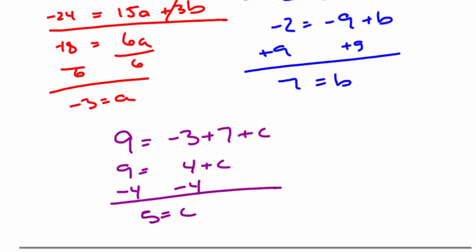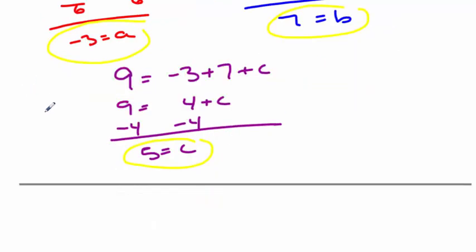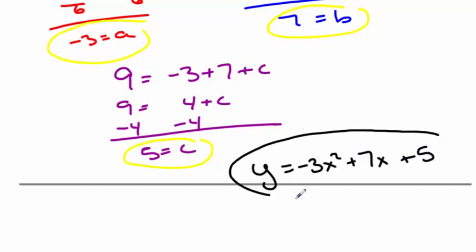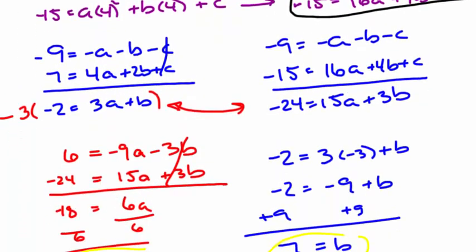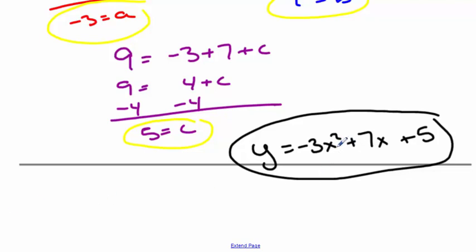Okay, I know the values of a, b, and c. So now we're going to be able to write the quadratic equation that passes through those 3 points. The quadratic equation is going to be y equals, it was a, that's negative 3, x squared, plus b, that's 7x, plus c, that's 5. So this quadratic equation is the quadratic equation that contains the 3 points, (1, 9), (2, 7), and (4, negative 15). You could check by plugging the x values in and verifying that you get the correct y value. That's it for this section.